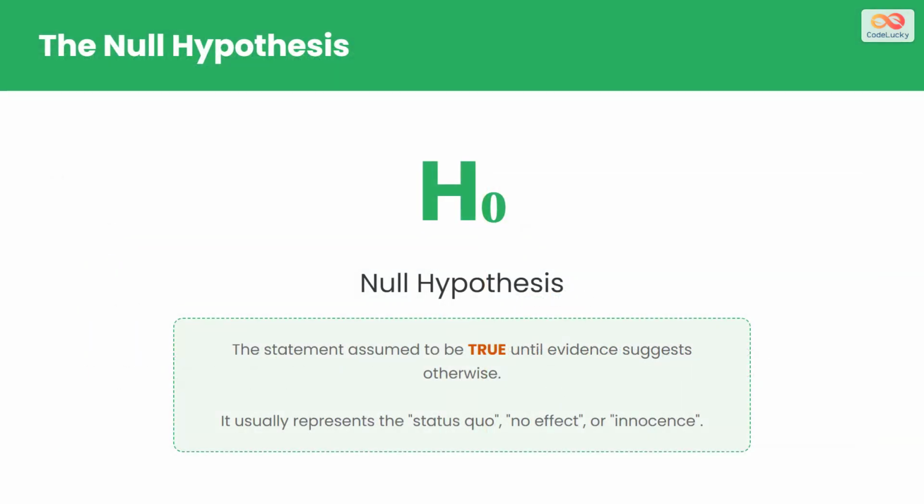At the center of this decision is the null hypothesis, denoted as H0 or H-naught. This is the statement we assume to be true at the start. It usually represents the status quo, no effect, or in a legal sense, innocence. We hold on to this assumption unless the evidence is strong enough to convince us otherwise.